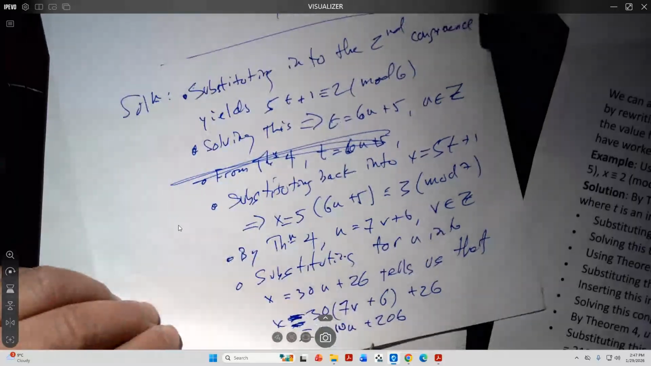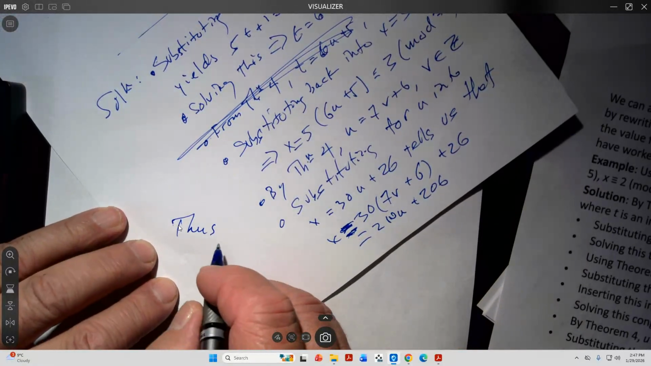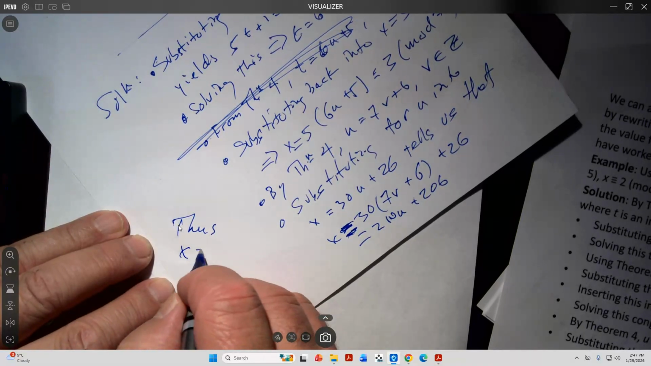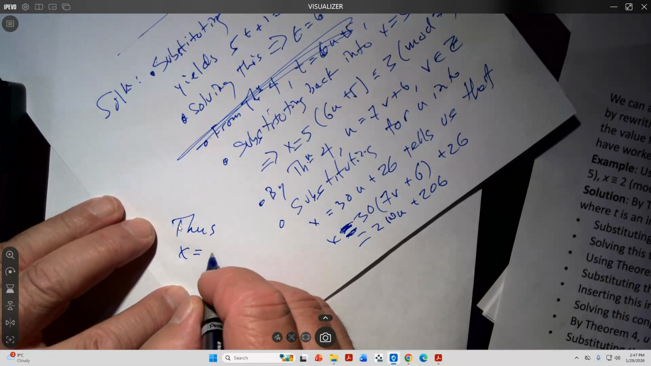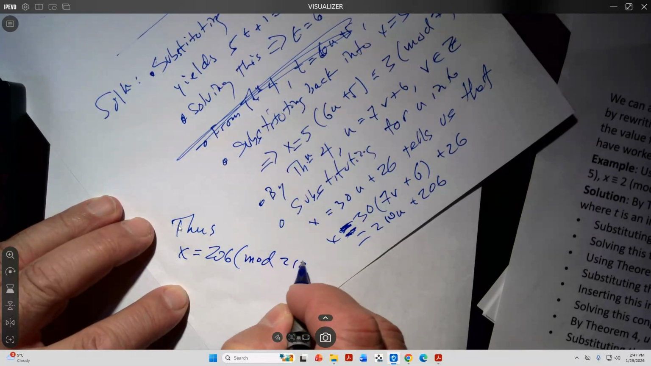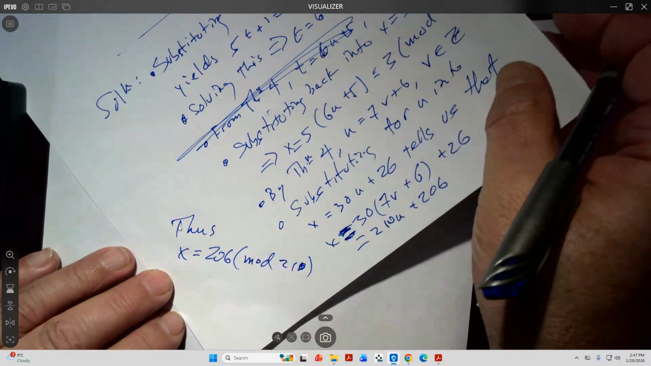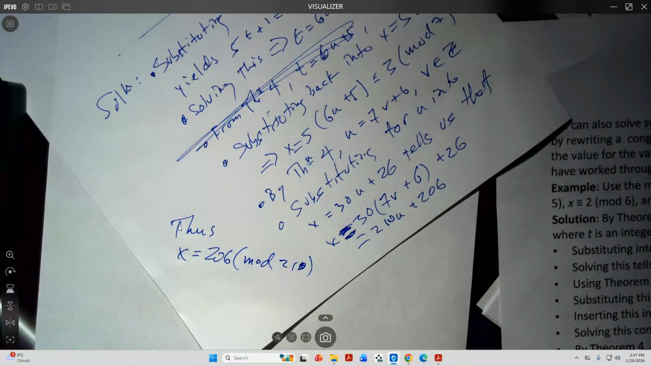Thus, x is congruent to 206 mod 210. So that's moving backwards. That's moving backwards. You got that? I hope you do.